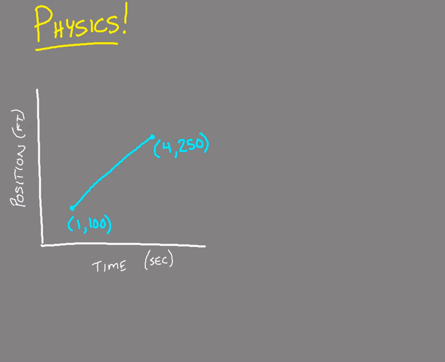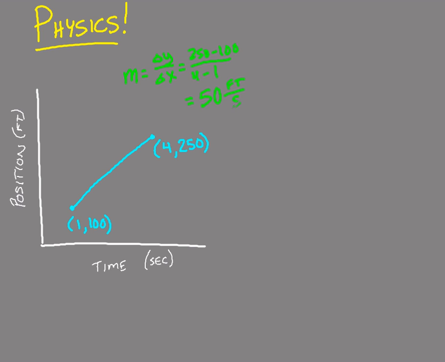If I wanted to look at the slope that connects these 2 points, well, slope is just rise over run, change in y over the change in x, which in this case I would do 250 minus 100 for the y's and 4 minus 1 for the x's. So I would get 150 divided by 3, or 50. If I want to think about units, my units would be my y's over the x's, so feet per second.